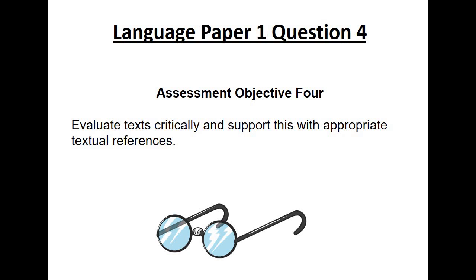And question 4 is asking you to bring all of those elements together, but then on top of that to evaluate how well and in what way the writer has done one or some of those things. So this is assessment objective 4. It evaluates text critically and supports this with appropriate textual references. Okay, that's what we're looking to achieve with this question.